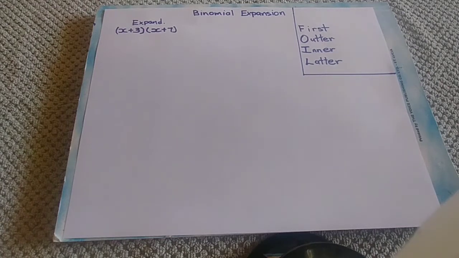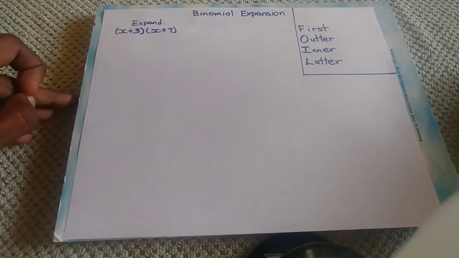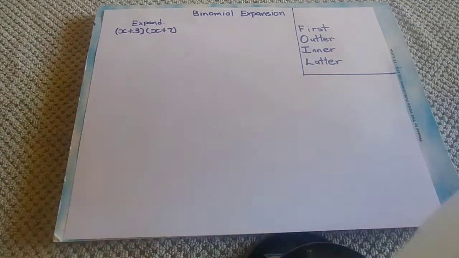Hello, welcome to a lesson on binomial expansion. Now, you may not know what this means exactly, but you normally see it in a form like this, where they tell you to expand x plus 3 or x plus 7 or something of this sort. There are many different methods you can use to work out something like this. The first method that I tend to use is the FOIL method.